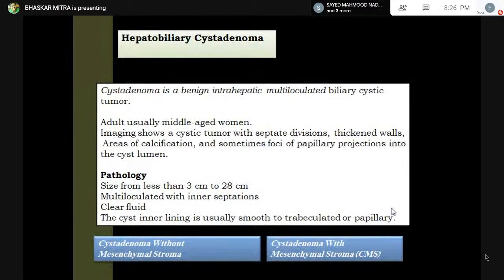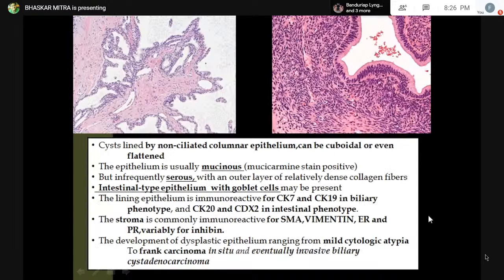Now, next comes the hepatobiliary cystadenomas. Cystadenoma is a benign intrahepatic multiloculated biliary cystic tumor that occurs in middle-aged women. They are usually multilocular. They may show a prominent mesenchymal stroma, or they may be with or without a mesenchymal stromal component. The cysts are lined by trabeculated, papillary-like epithelium. Initially, it was known as bile duct papillomas or papillomatosis.